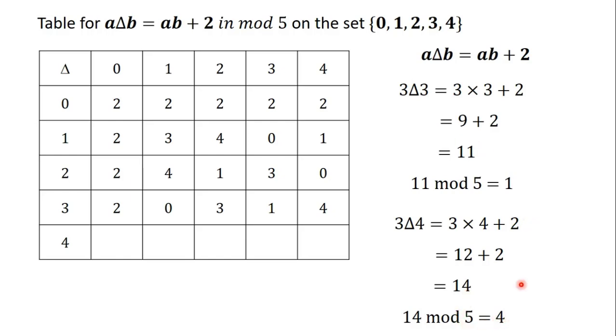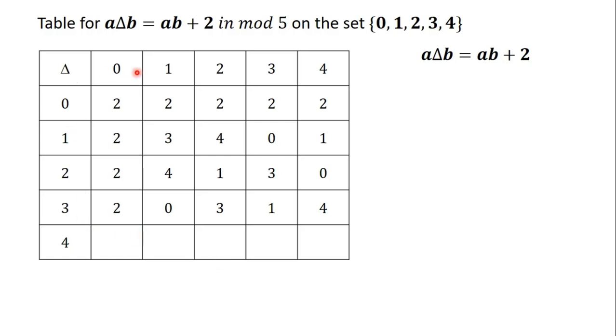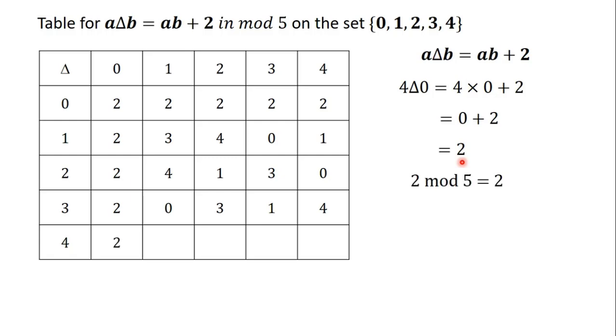Let's move on to the last rule. 4 delta 0. 4 delta 0 is 4 times 0 plus 2. 4 times 0 is 0. 0 plus 2 is 2. And 2 mod 5 is 2.